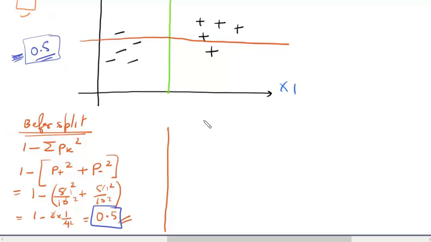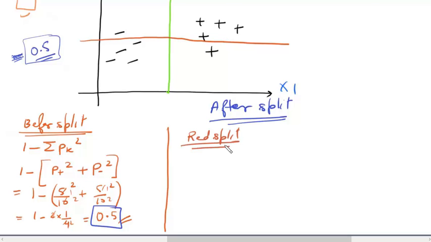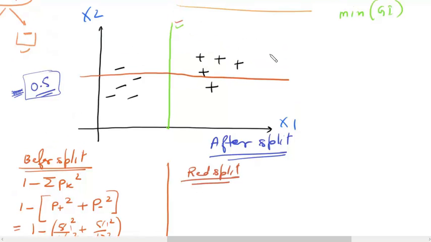Now let us go ahead with the split. After the split, let us see which split is better. First I will calculate the Gini index for the red split. So let me calculate for the red split first. The red split happens here. I have two buckets now. In the red split, let me call this bucket 1 and this bucket 2.